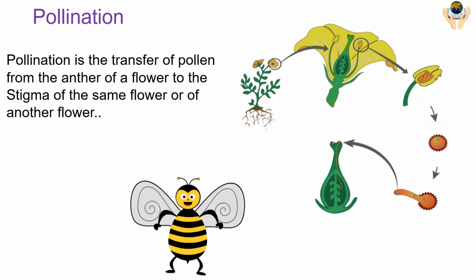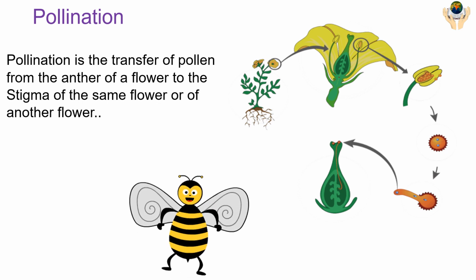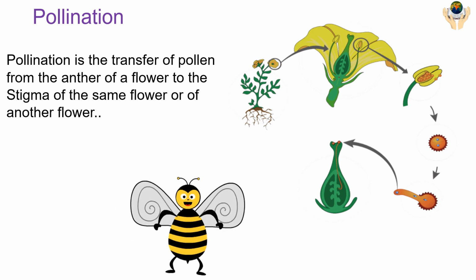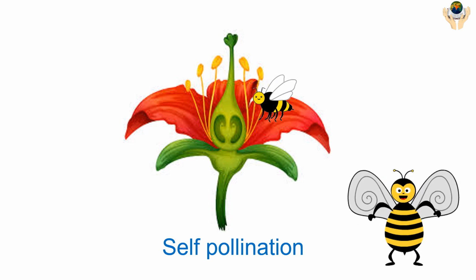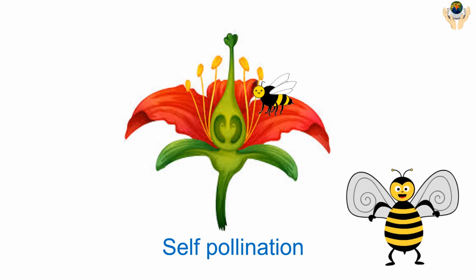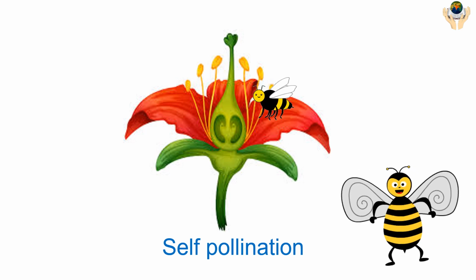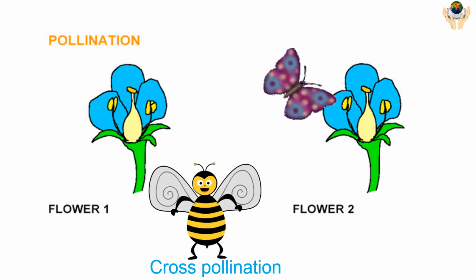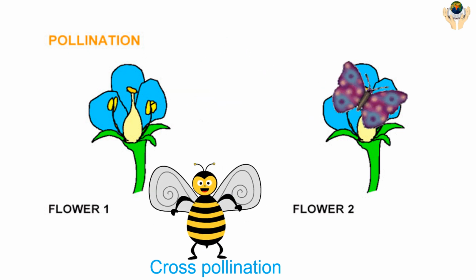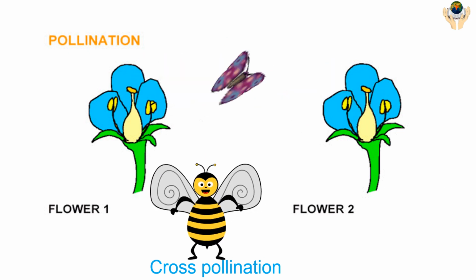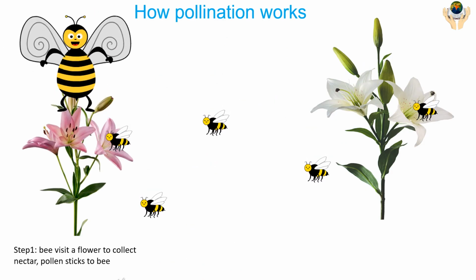Pollination. Pollination is the transfer of pollen from the anther of the flower to the stigma of the same flower or another flower. Self-pollination. Self-pollination means transfer of pollen from the anther to the stigma of the same plant or the same flower. Cross-pollination. Cross-pollination means transfer of pollen from anther to the stigma of a different plant or different flower of the same species. How does pollination work?